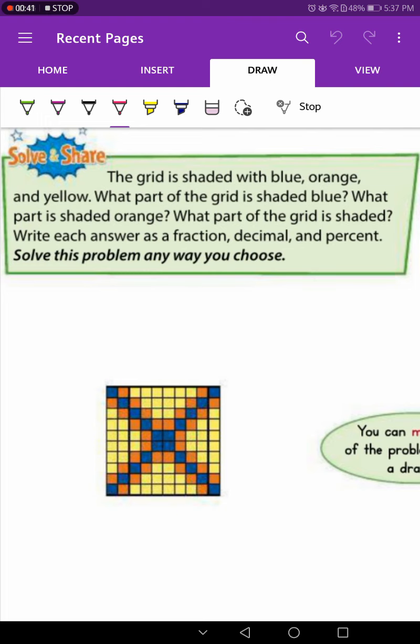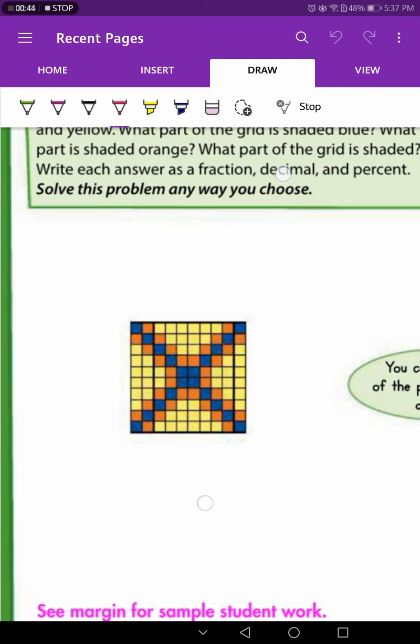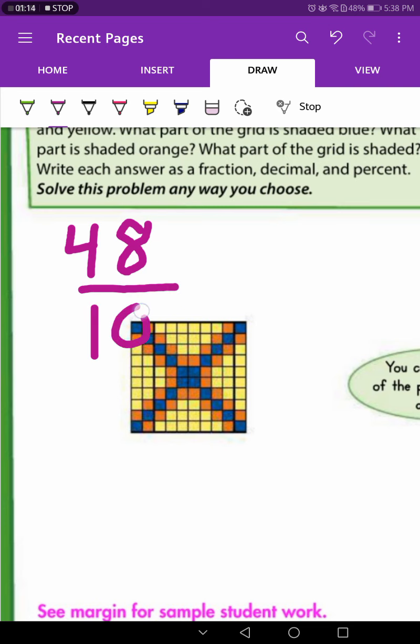Thank you. How many yellow squares do we have, Ayman? Can you count them? In the top we have 1, 2, 3, 4, 5, 6, 7, 8, 9, 10, 11, 12. Okay. So 12 multiply 4 equals? It is 48. We are talking about yellow, yes? Yes. It is 48 over 100. I'm talking about the yellow part.